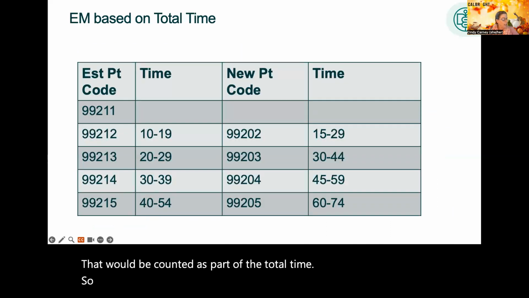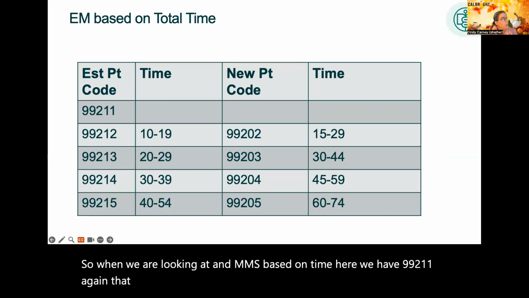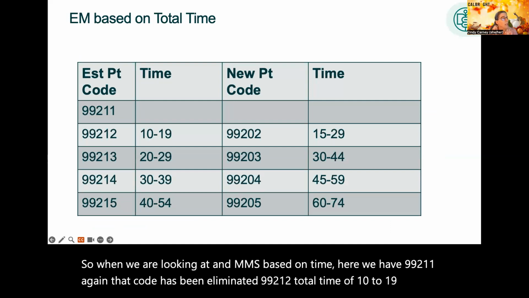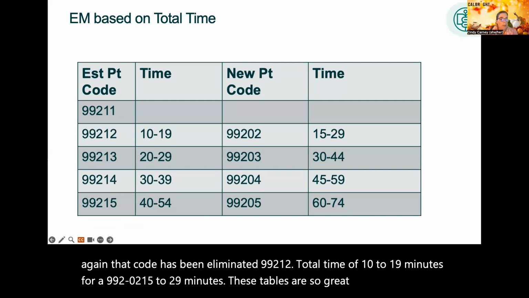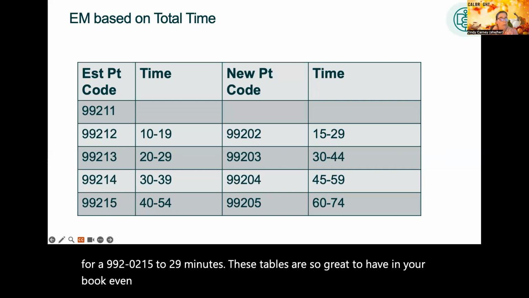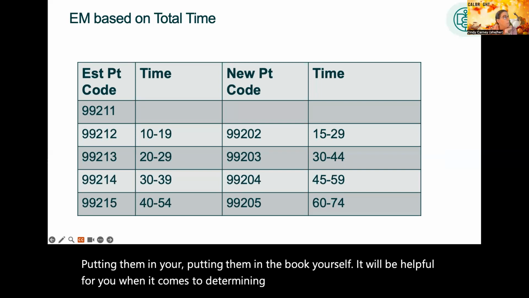So when we are looking at E&Ms based on time, here we have 99211. Again, that code has been eliminated. 99212, total time of 10 to 19 minutes. For a 99202, 15 to 29 minutes. These tables are so great to have in your book. Even putting them in the book yourself will be helpful when it comes to determining these levels.